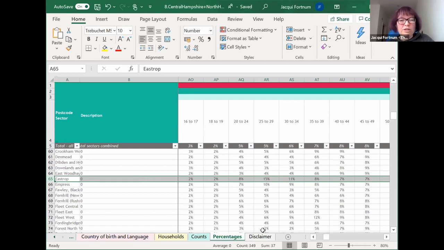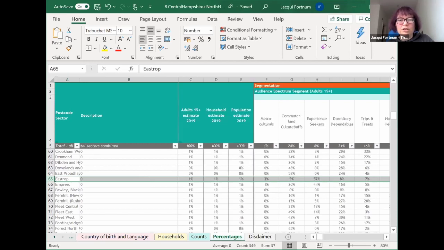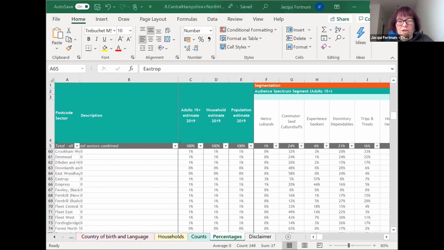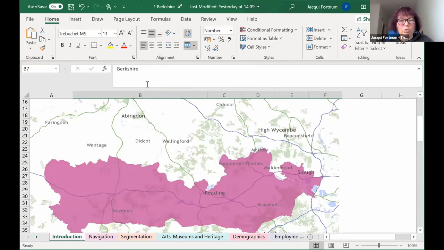But if we can have a look at perhaps Berkshire, just to show you that all of the information in each of the reports is presented in exactly the same way, and you read all of the tables in the same way, whichever area you're looking at.